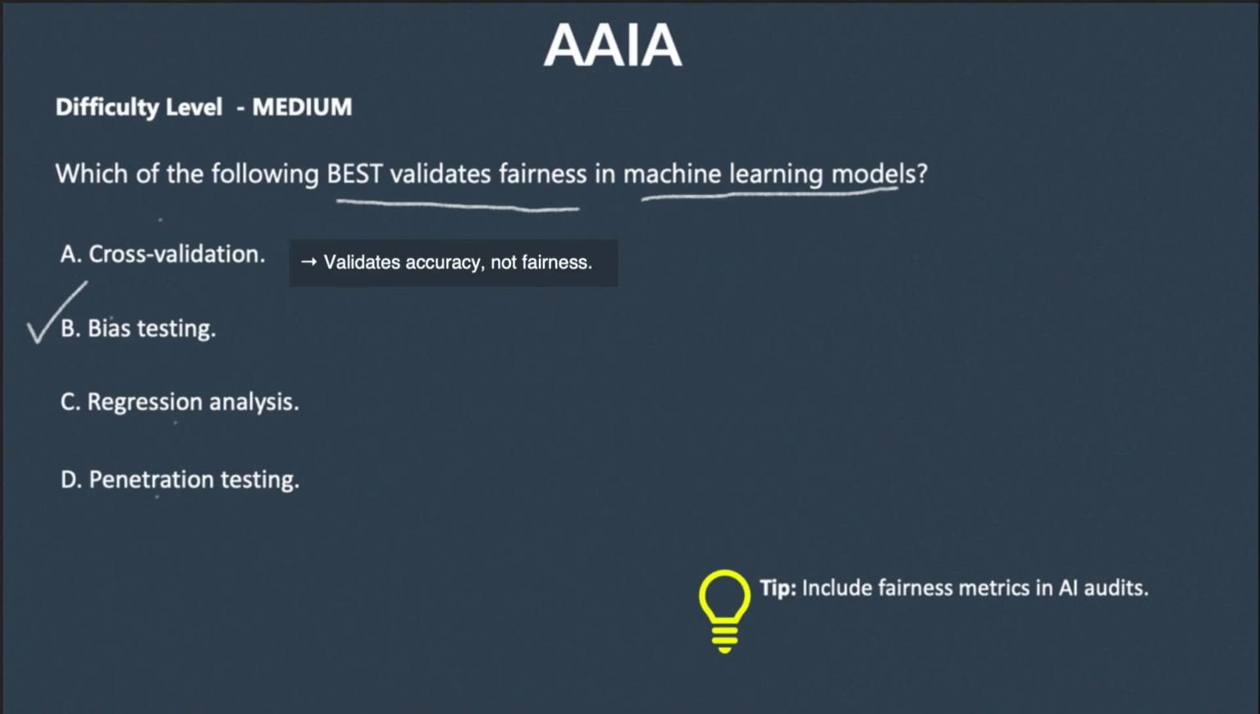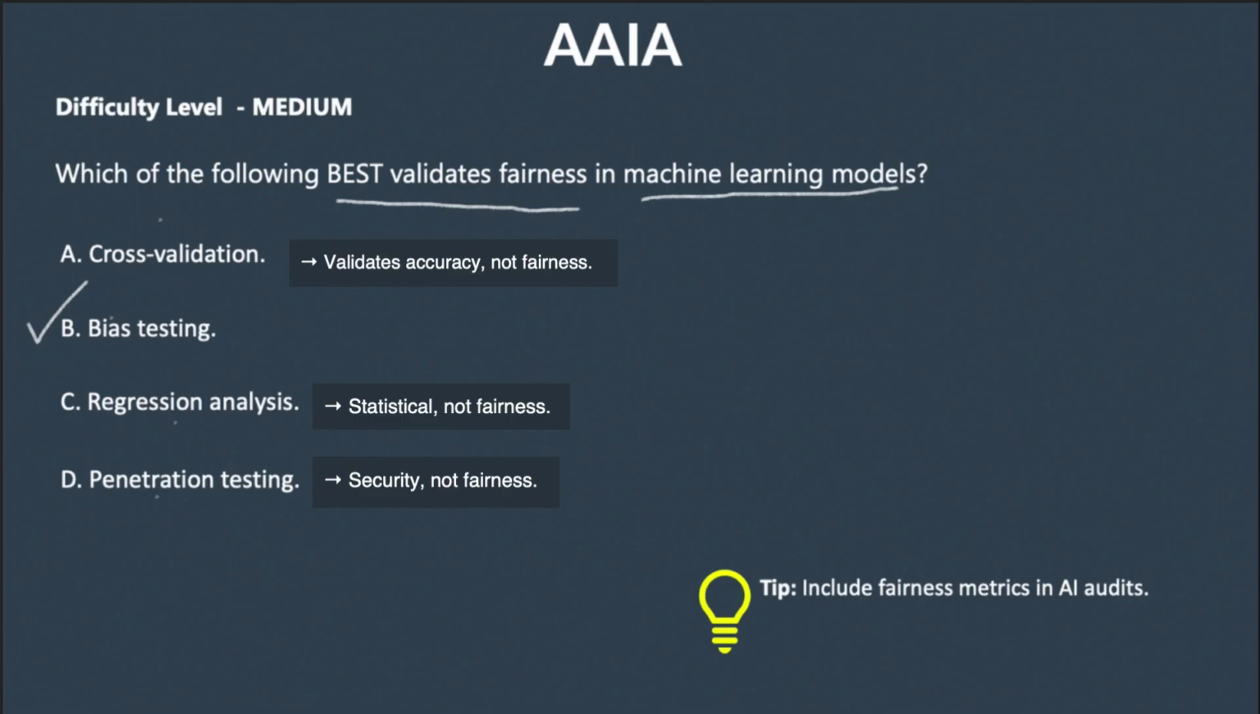For option A, cross-validation. This validates accuracy, but not fairness. There's a time I saw models pass accuracy tests, but still discriminate against certain groups. When we go to option C, the answer was regression analysis. So this is statistical and is not fair. Regression explains relationships, but doesn't prove fairness. Option D, penetration testing. This is security and not fairness. Pen tests found vulnerabilities but don't address fairness issues.